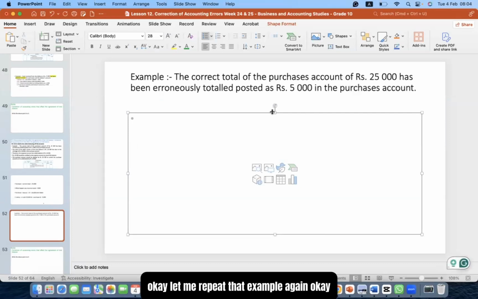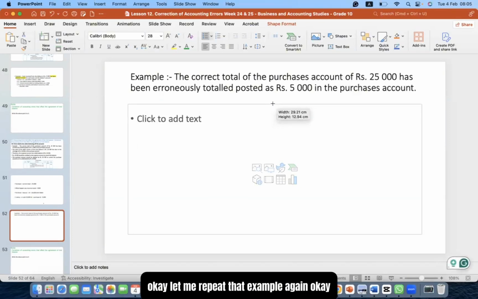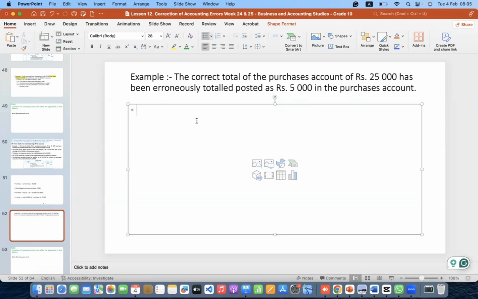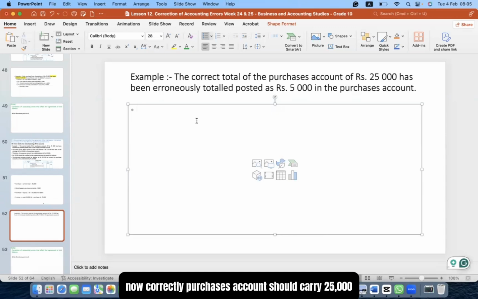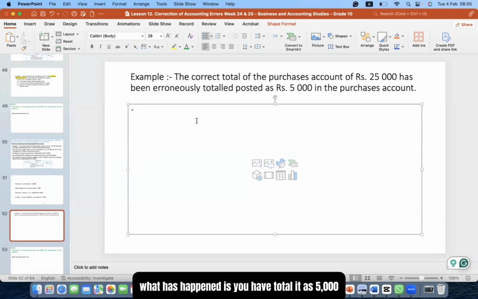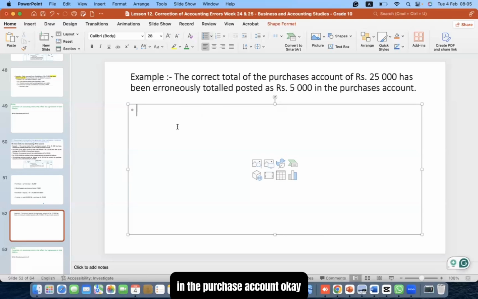Let me repeat that example again. Now what has happened is the correct total of the purchases account is 25,000. That has been erroneously posted as rupees 5,000 in the purchases account. Correctly, the purchases account should carry 25,000, but erroneously you have totaled it as 5,000.